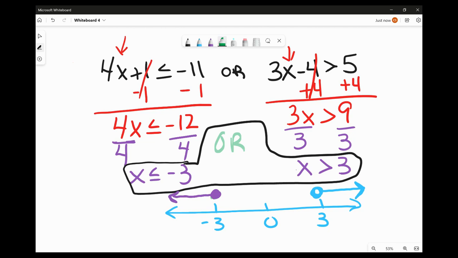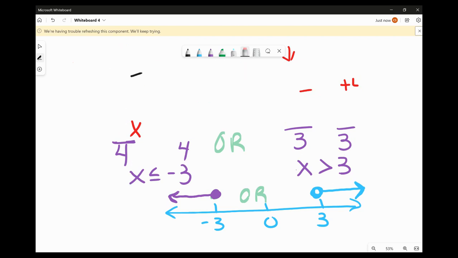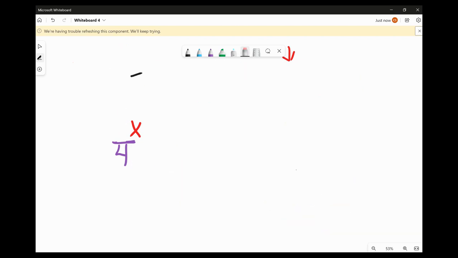And I like to actually write the word or in the middle. Because if it's an or problem, when you're done, you should have two separate lines extending down the number line, and there should be a space in the middle where you could put the word or. That's a compound inequality, but specifically an or compound inequality. Now, let's take a look at an and problem. An and problem looks a little bit different. I have this and problem.